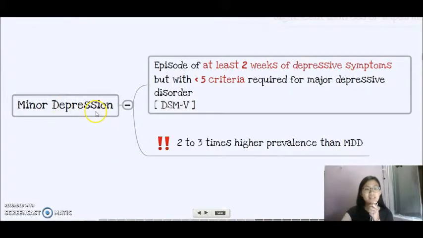Whereas for minor depressive disorder, DSM-5 states that they have an episode of at least 2 weeks of depression, but with fewer than 5 of the criteria required for MDD. We have to be aware that elderly people tend to have minor depressive disorder, which has a 2 to 3 times higher prevalence than MDD.